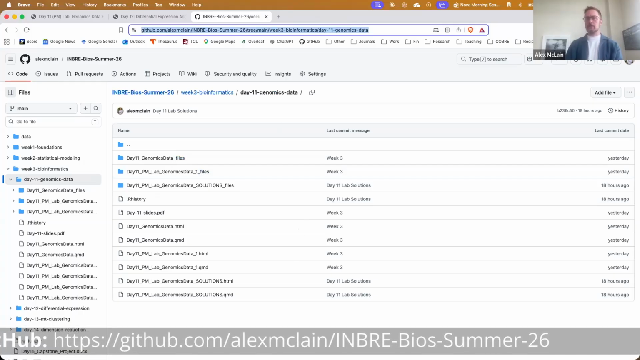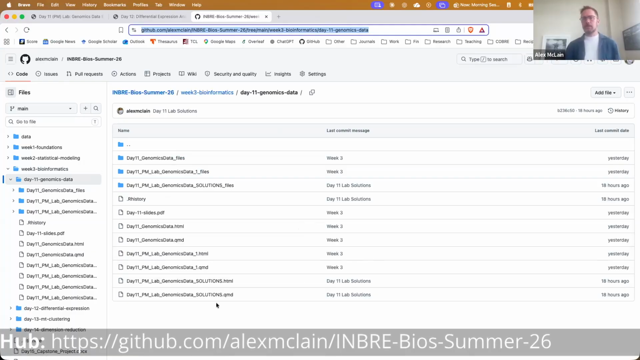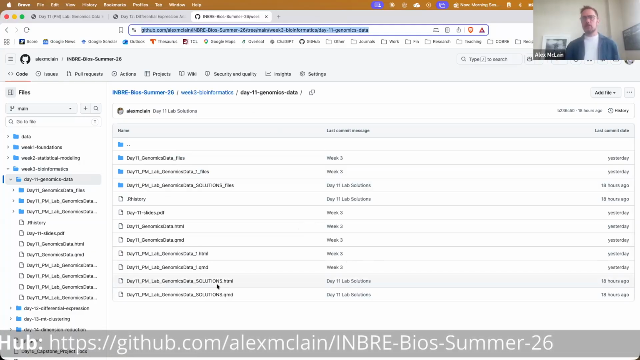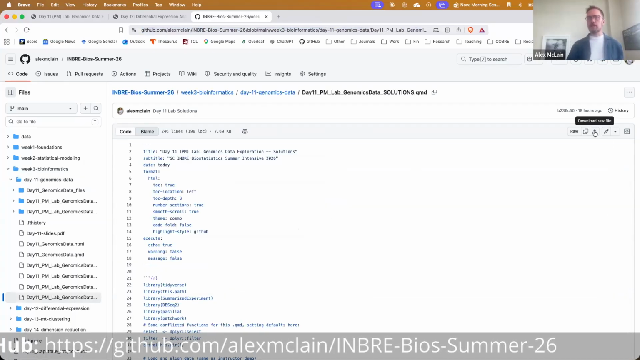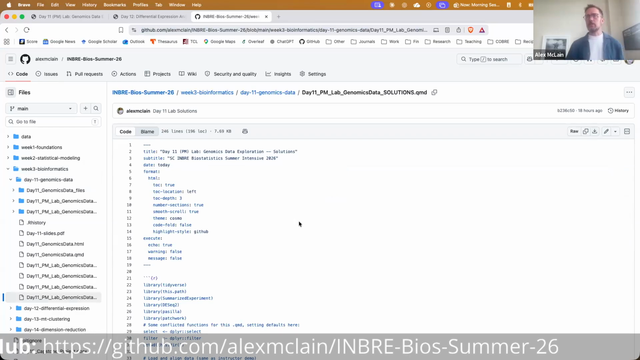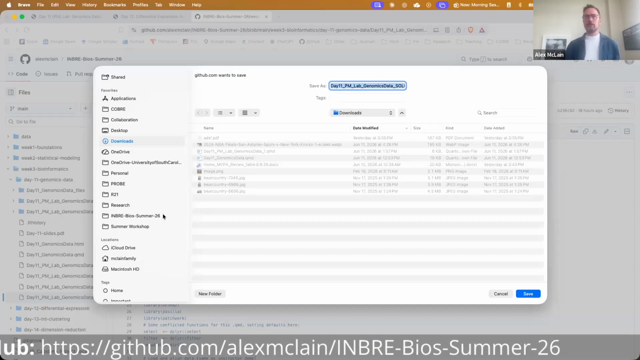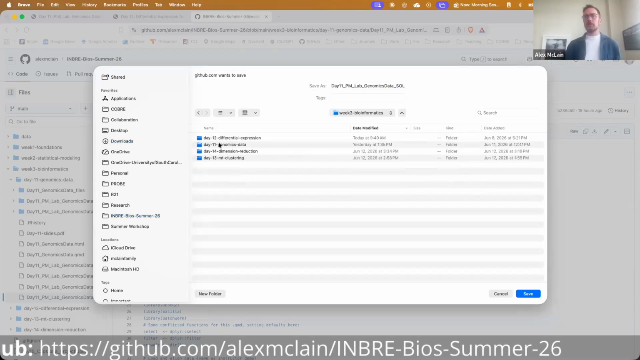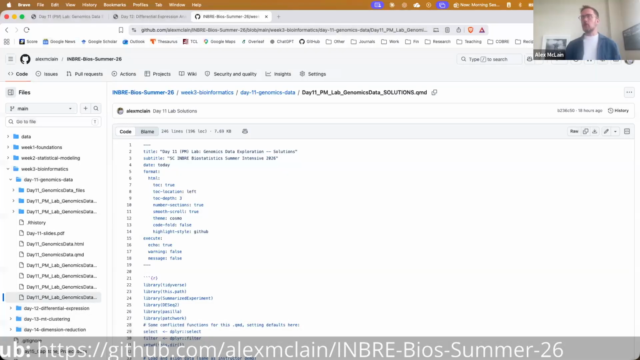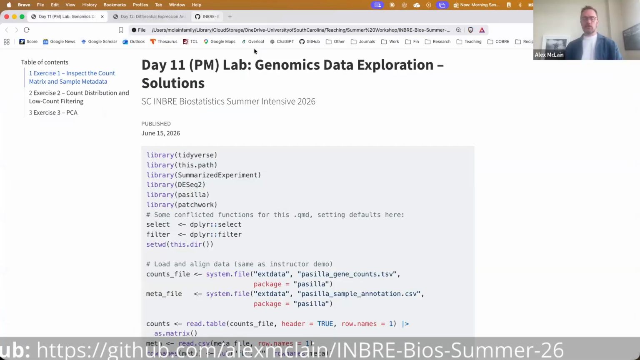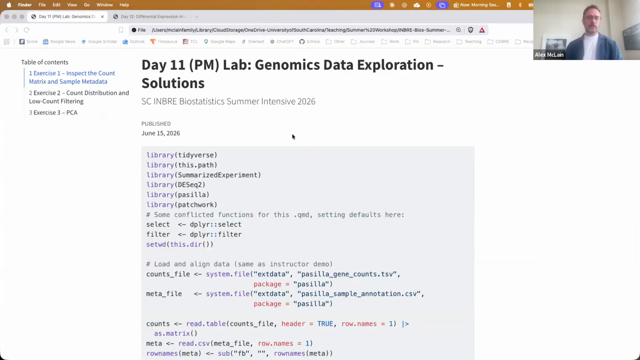So if you download this solutions QMD file right here, click on it, you hit this little download button, and you save it into your folder, the week 3 day 11 folder right here. If you do that, then you can open it up in RStudio and render it yourself, and everything should end up looking like I have right here.